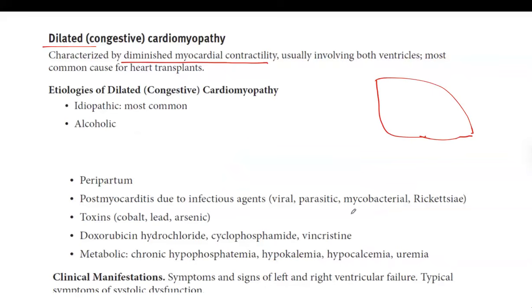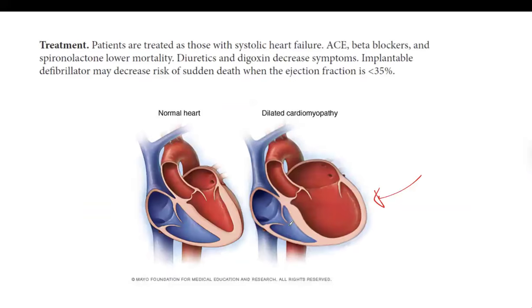So in these patients, the main presentation will be that they will come to you with systolic heart failure symptoms. The commonest cause of dilated cardiomyopathy is idiopathic. We don't know. Other than that, alcohol is another common cause, and lots of other causes can be there. The treatment is the same as what we would give for systolic heart failure. Okay.